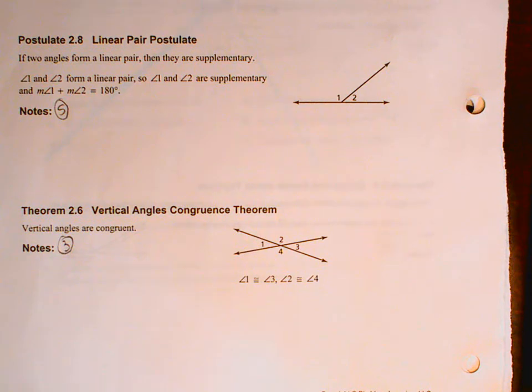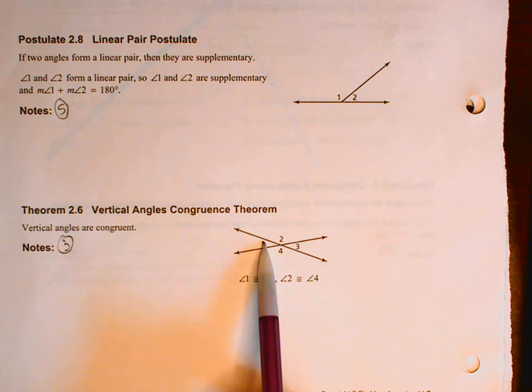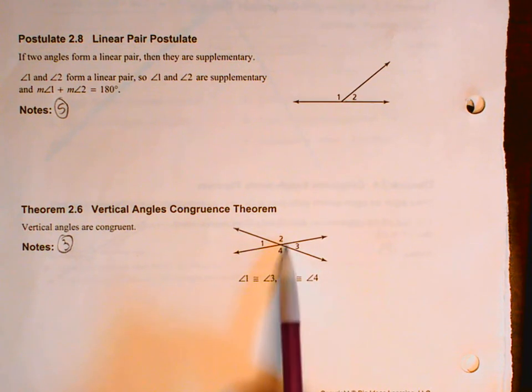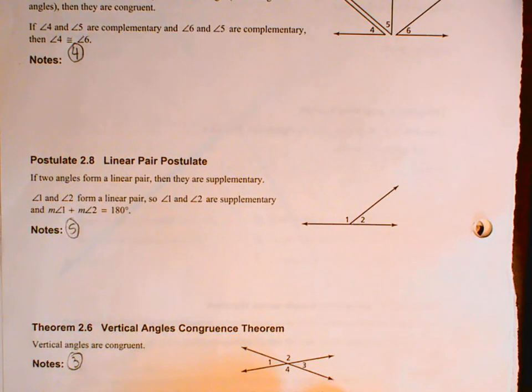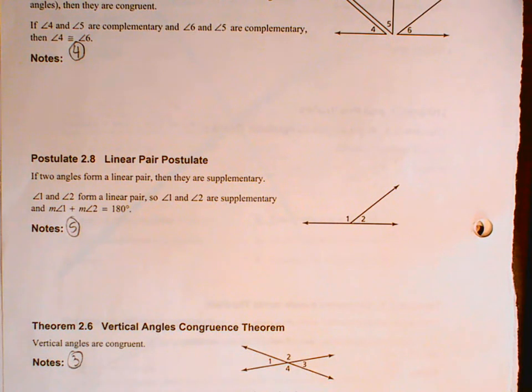And then the last but not least is the vertical angle congruence theorem. We're going to be proving it in number 3. It states that vertical angles are congruent. In other words, if you have the intersection of two lines, 1 and 3 are congruent, and so are 2 and 4. So remember, 3, 5, and 4 go right there. We're going to jump right into the examples now. Please turn to the previous page, page 61, and that is where we're going to start our first problem right there.